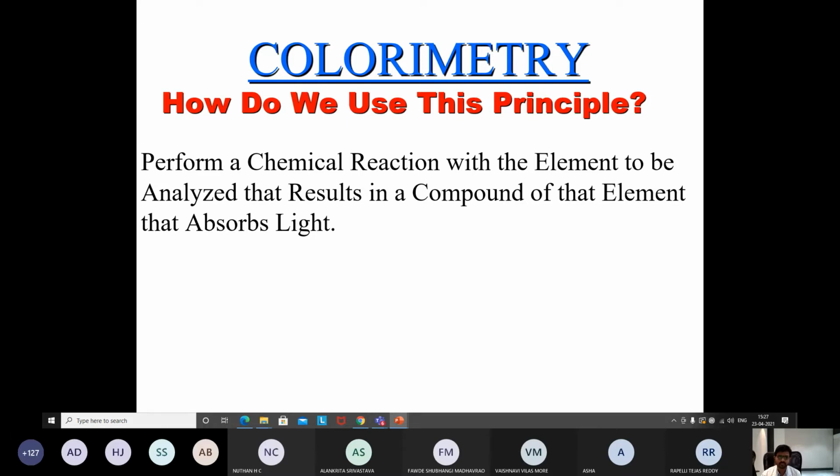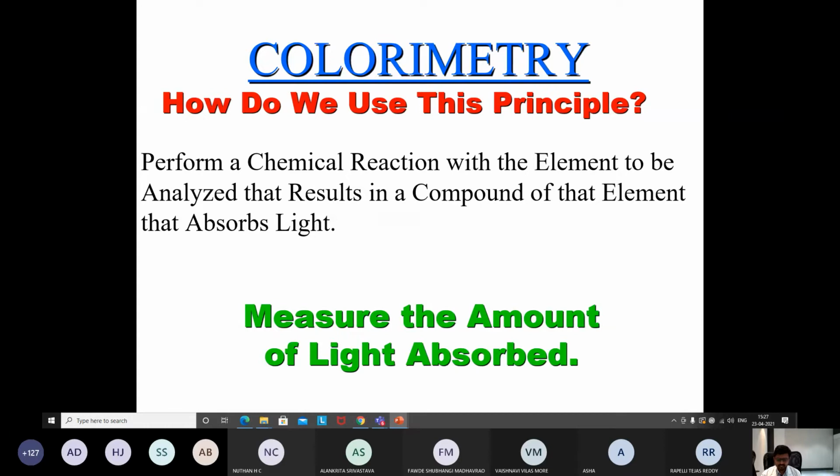There are so many other diagnostically important biochemical parameters: glucose, urea, creatinine, uric acid, calcium. So many biochemical parameters we are going to measure in the biochemistry laboratory. These measurements depend on the colorimetry principles. Nowadays there are fully automated instruments, but still those follow these principles.